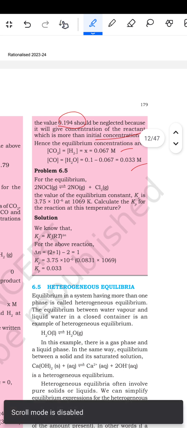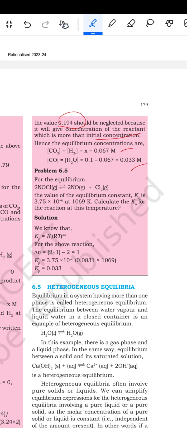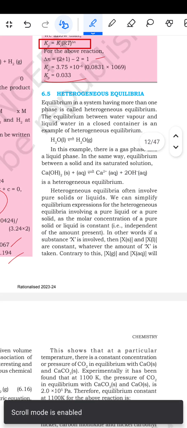नेक्स्ट है कि फॉर द इक्विलिब्रियम 2NO फ्यूल 2NO प्लस Cl2, द वैल्यू ऑफ द इक्विलिब्रियम कांस्टेंट Kc इज 3.15 गुना 10 के पावर -6 एट 1069 केल्विन पर. तो कैलकुलेट द Kp फॉर द एबव रिएक्शन, तो Kp इक्वल टू आता है Kc (RT) पावर डेल्टा Ng. ठीक है, फॉर द एबव रिएक्शन डेल्टा N निकालें तो वो आता है 1, तो Kp कितना आ जाएगा 0.033.